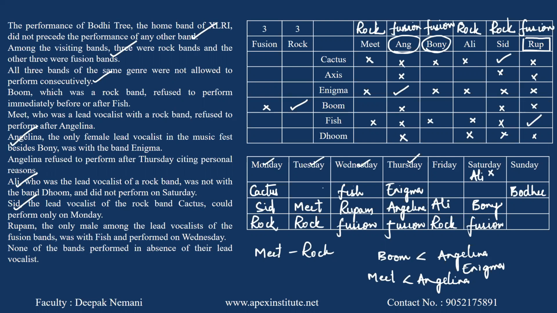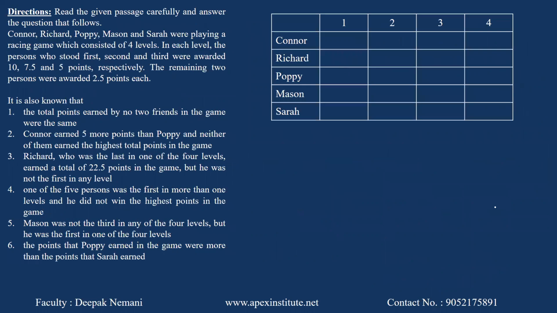Okay, so you can pick any of these two sets depending on your strength. For a person who is good at puzzles, they can pick this set, and who is good at arrangement, they can pick the previous set, this one.